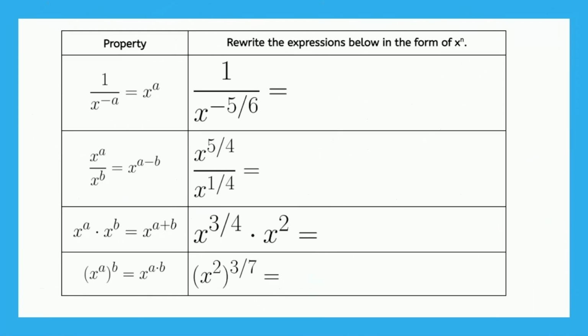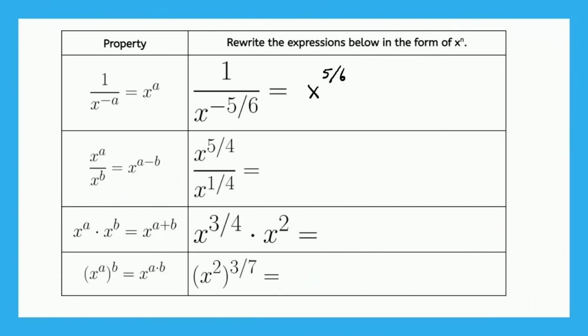So this first expression looks like this first property. The property states that we can rewrite the denominator over here on the right, except this time with the exponent being positive. So the negative 5 over 6 corresponds to the negative a, and now this a corresponds to the positive 5 over 6. And we now have the form x to the power of n, because x corresponds to the x, and 5 over 6 corresponds to the n. So that first one was probably the easiest.